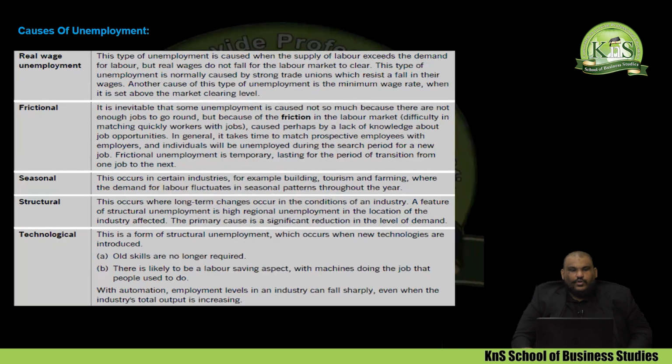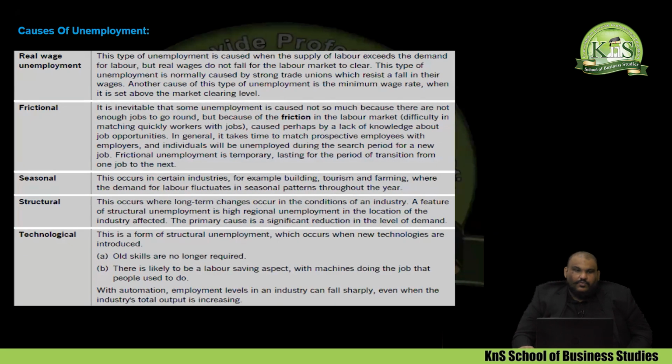Again, we have some causes of unemployment, or I would say the types of unemployment, okay? That bit of a typo error there, I'm sorry. We have the types of unemployment. Let's take a look at them one by one, all right?